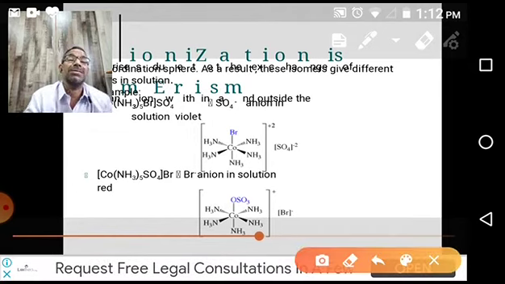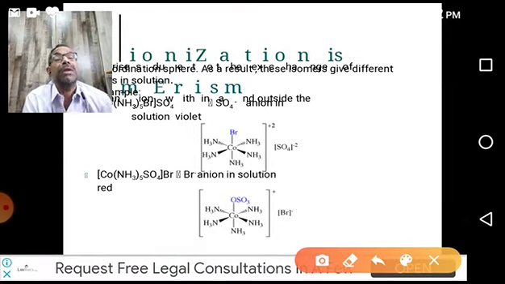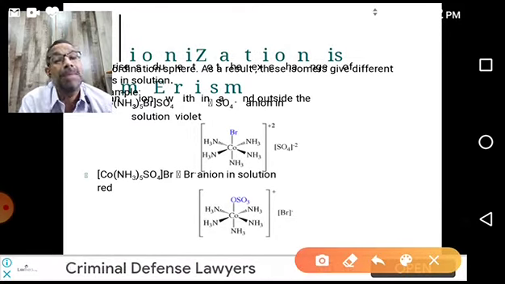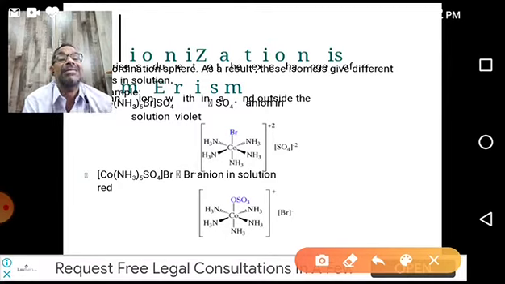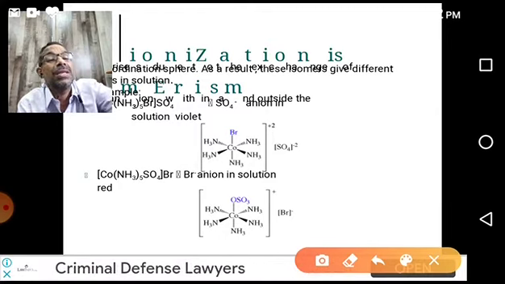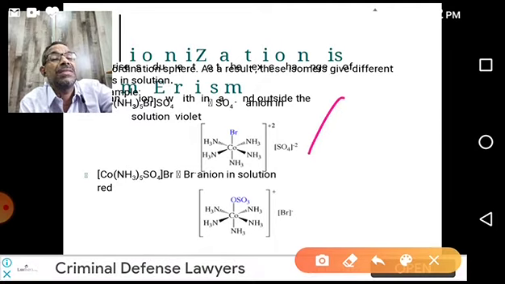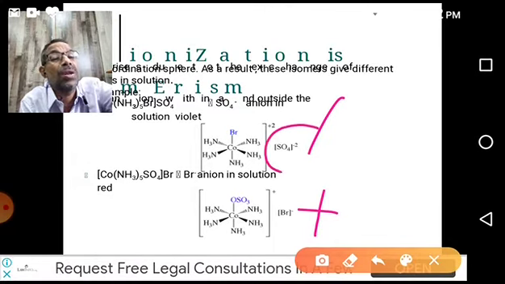Ionization isomers are isomers having the same molecular formula and the same chemical composition, but they differ in properties due to different ions in aqueous solution. So this compound is giving the sulfate test, this one is not giving the sulfate test. It is understood that the sulfate is out of the coordination sphere in this compound, whereas in this compound sulfate is in coordination.